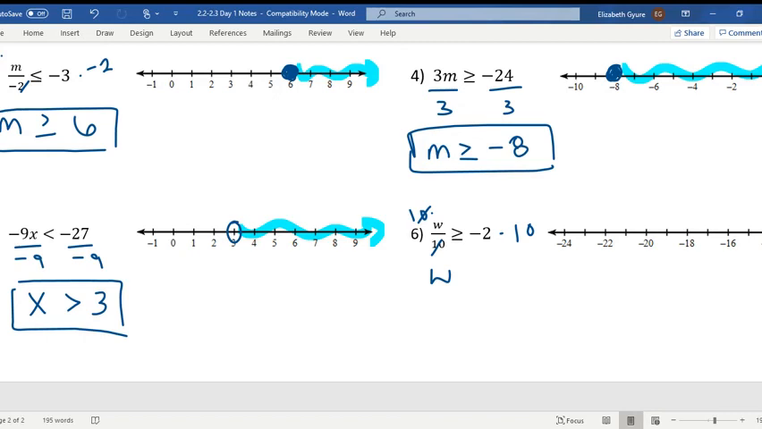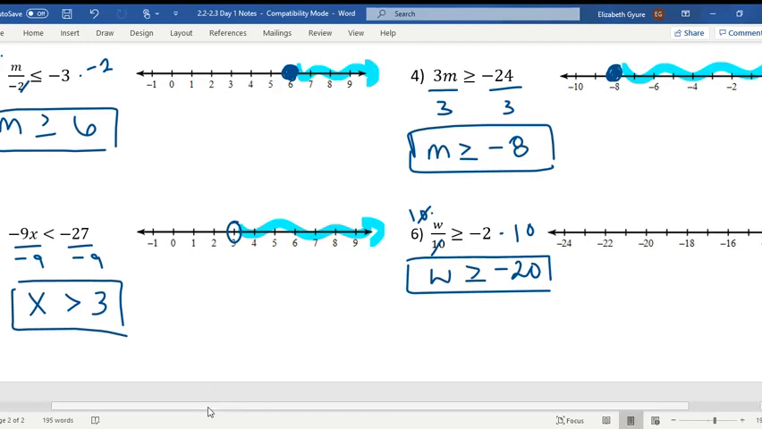The 2 is negative, right? But I didn't divide or multiply both sides by negative 2. I multiplied both sides by positive 10. So if it's positive, do I need to flip it? Nope. Leave it as a greater than or equal to. Negative 2 times 10 is negative 20. Good. And now let's graph it.